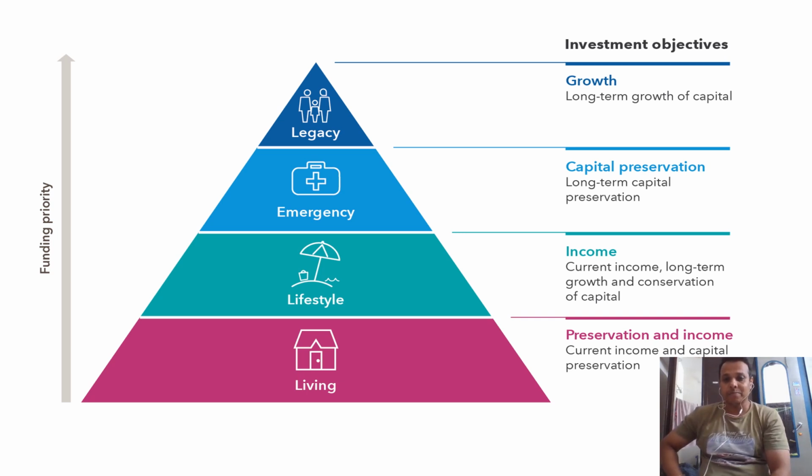Then at the same time, under long-term growth capital, it also talks about income, which is more suitable for me to yield the return or yield income. It is whether it is a current income or whether it is my long-term perception on the growth of this income or conservation of capital. So by taking these four funding priorities, I may take living as my priority, my lifestyle as a priority, emergency as a priority, or legacy as a priority.